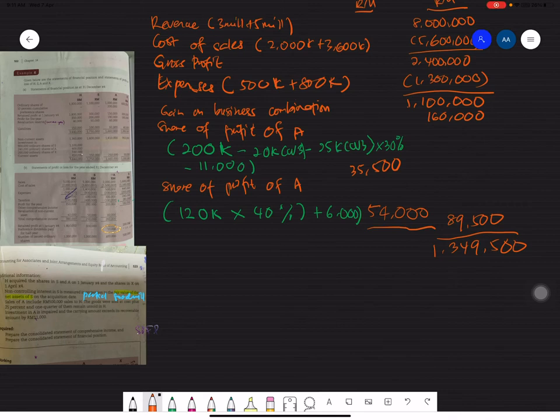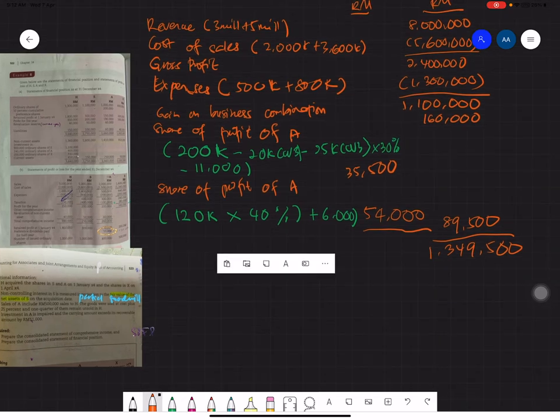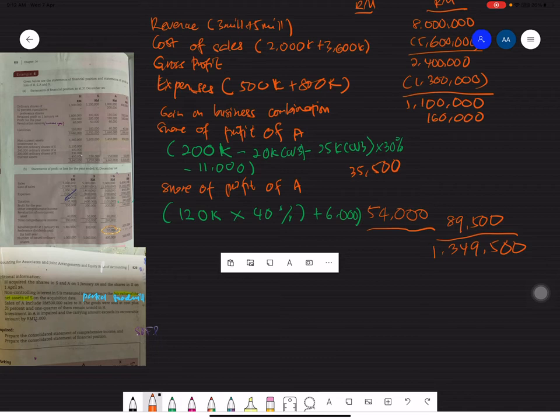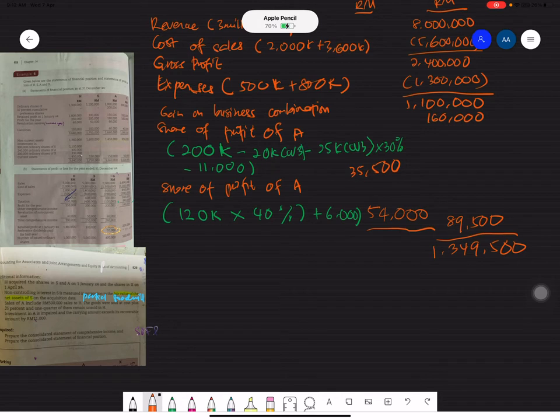Okay, so we continue on. Next we'll go to taxation. So for taxation, you just add up the parent and subsidiary.